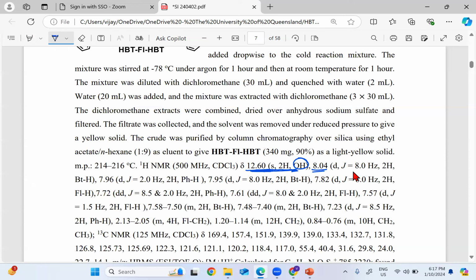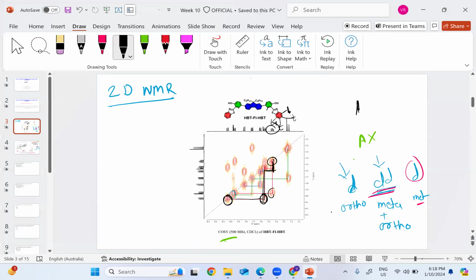Also the signal at 8.04, which is a doublet for the two hydrogens, comes from the benzothiazole hydrogens. Also the later signal at 7.96, which is a doublet with very small splitting, is due to the phenyl hydrogen that I have shown right here. So in between there is one phenyl, right? So this phenyl hydrogen.